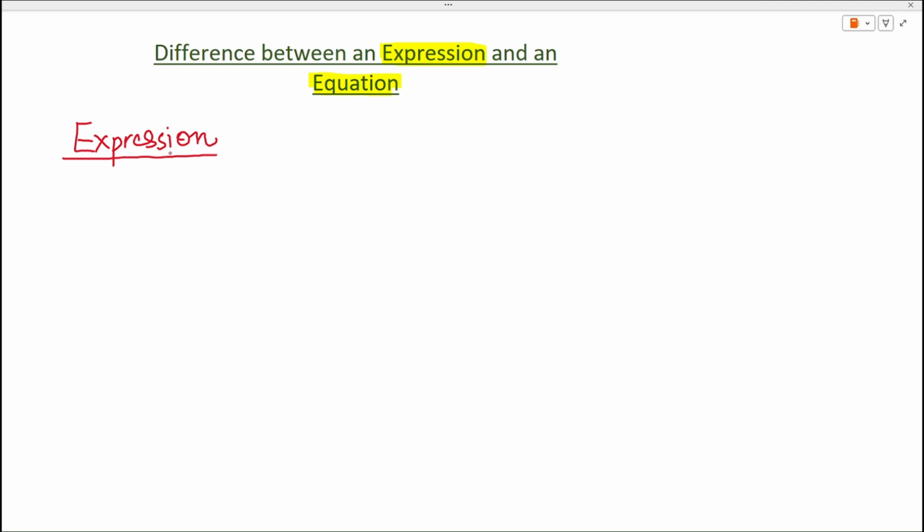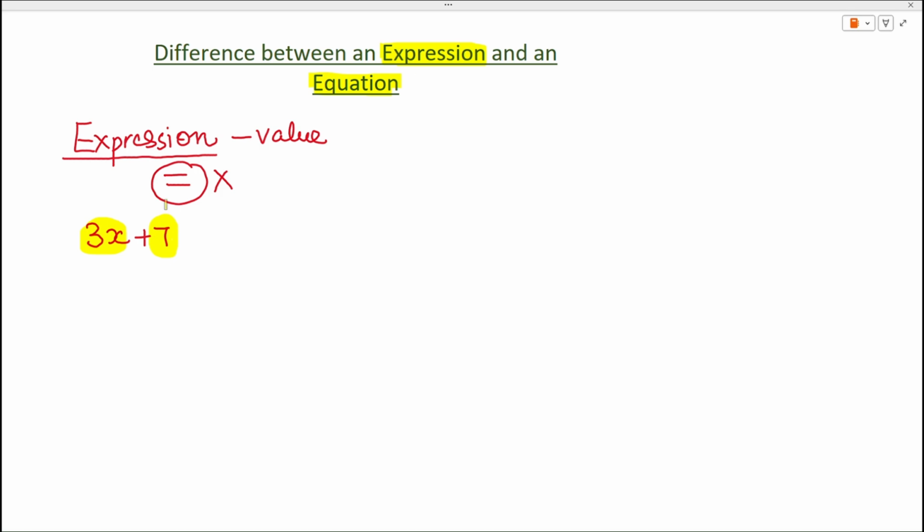So an expression is actually a phrase that has a value associated with it and it does not have an equal to sign. So let us take an example. If I'm writing 3x plus 7, so this is our expression. The reason being it has got a term with a variable. So x is our variable and it has another term which is without the variable. So this term is called a constant.